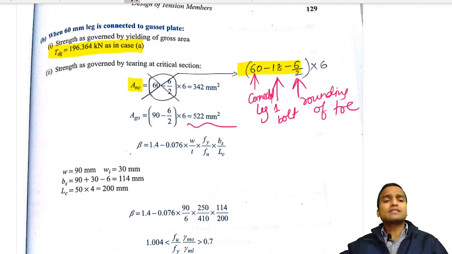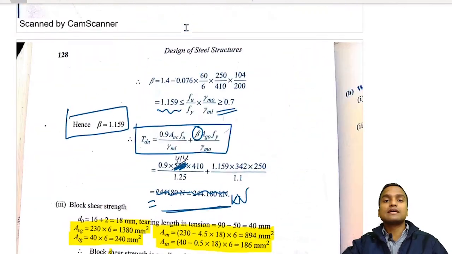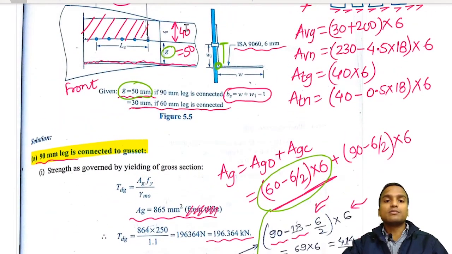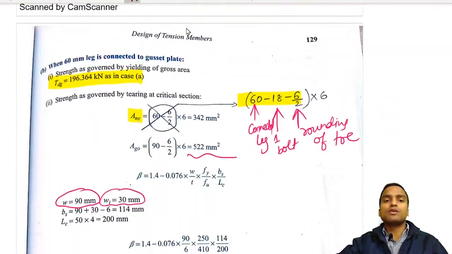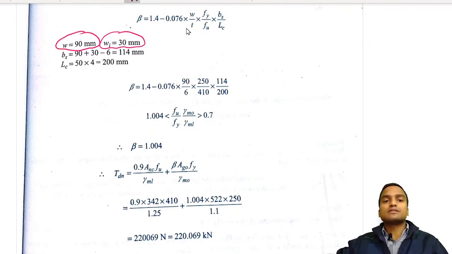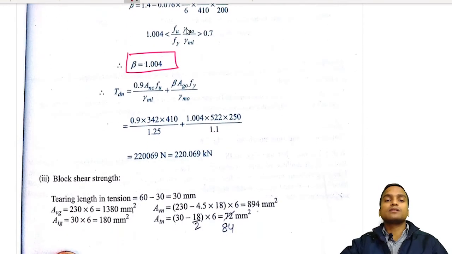And similarly in this case, the W outstanding leg length will be 90 mm now, and WI will be 30 mm because the gauge is now changed, and it is given in the question also that G is equal to 30 mm in case of 60 mm leg. Okay, so we have used WI is equal to 30 mm, and shear lag width is calculated. LC will remain same, and beta value now will be equal to 1.004, and if we use this value in TDN, now the value of TDN will be this.